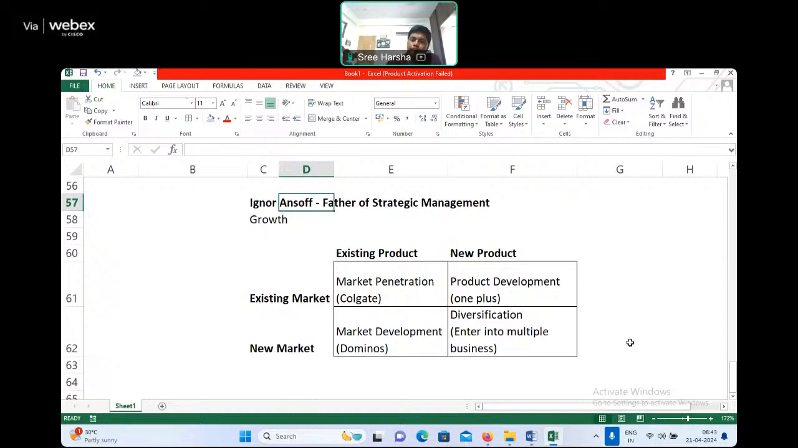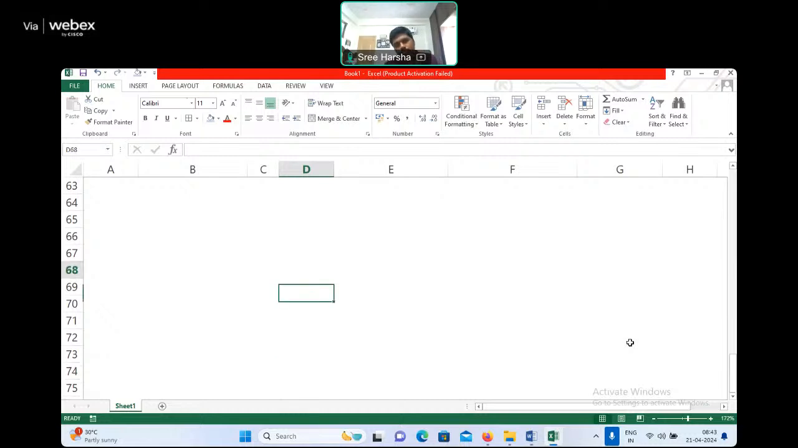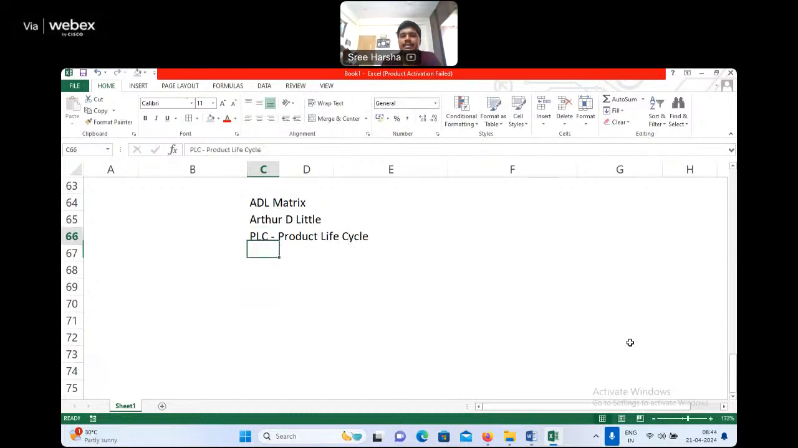Here also there are 4 strategies. The last one, the ADL matrix. Arthur D. Little. His name is Little, but however the matrix is bigger. He gives us strategy based on PLC, product life cycle. He considers industry factor as product life cycle and competitive strength. For the sake of industry, we should consider product life cycle. Competitive strength is the business factor. Our business, how is it performing? Our business, what stage is it in? It is based on the business factor, and the industry factor is product life cycle.